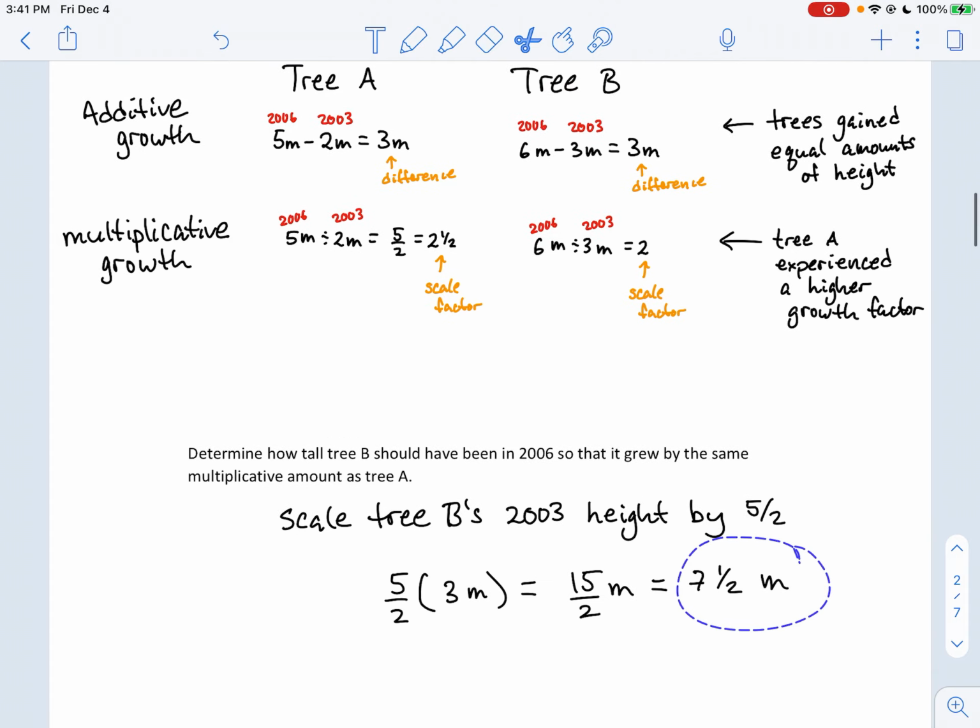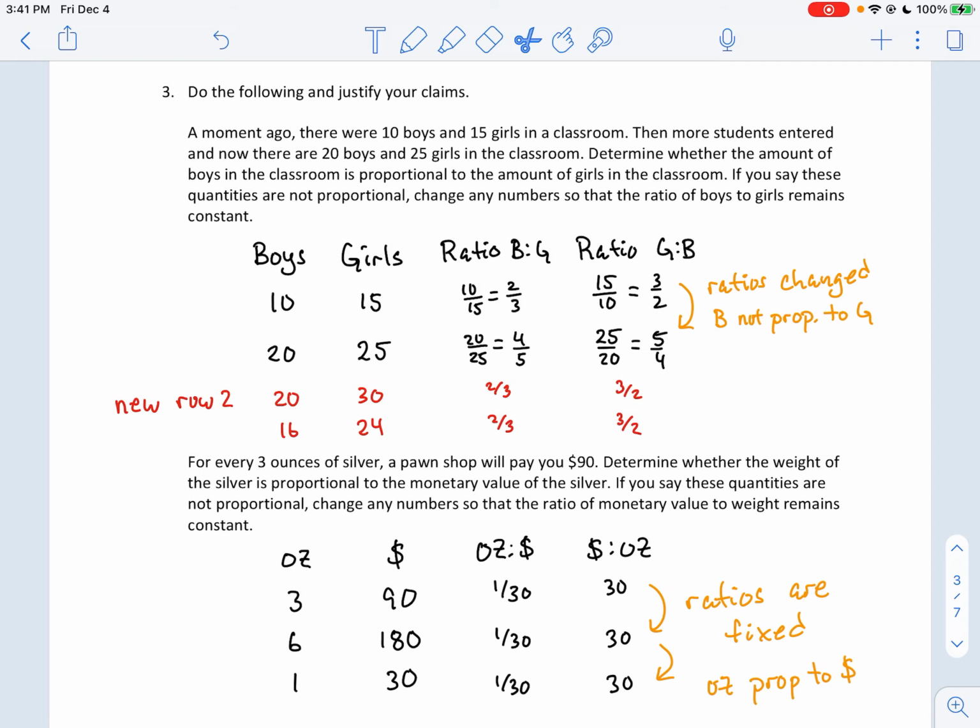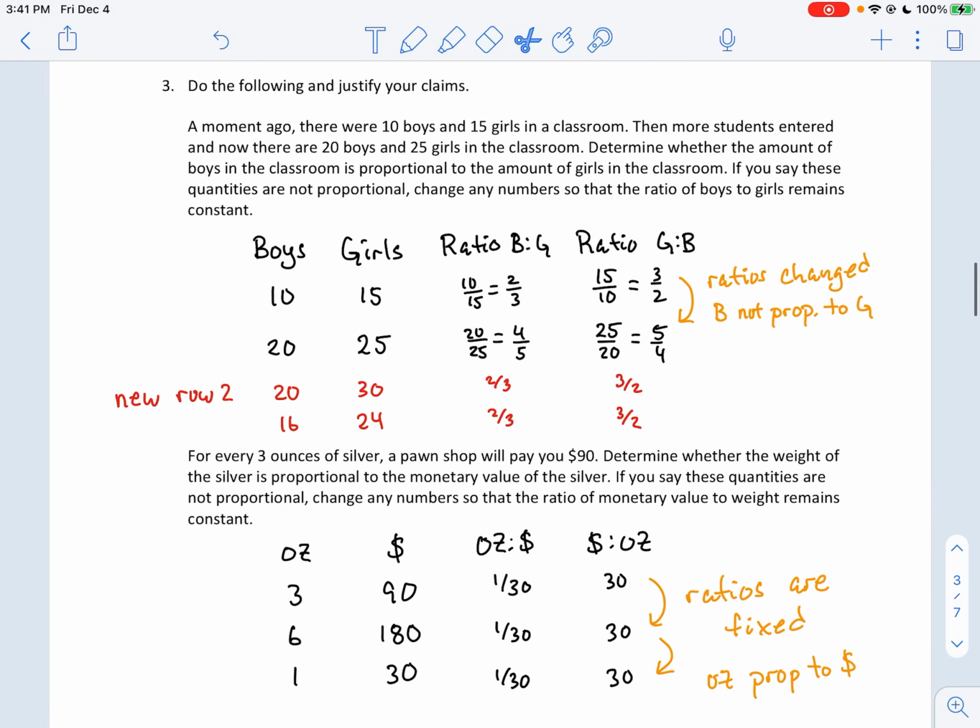Number 3, I made little tables here. I counted the number of boys, the number of girls, and I did both ratios just to show you. You don't have to do both if you want to determine proportionality. The big issue I saw with number 3 was just people's language. You don't want to say ratios are proportional. You want to say ratios remain constant or ratios don't remain constant as quantities covary.